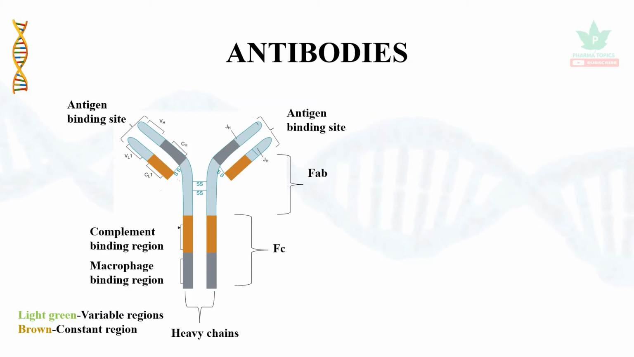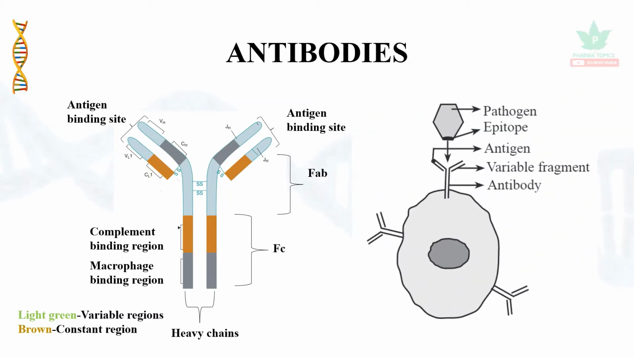In this diagram, you can see the light green region is the variable region and the brown region is the constant region. And there is a terminology called epitope. That is, the portion of the antigen to which the antibody binds is called an epitope. This is an example of a B cell which is binding with the epitope of an antigen from a pathogen.